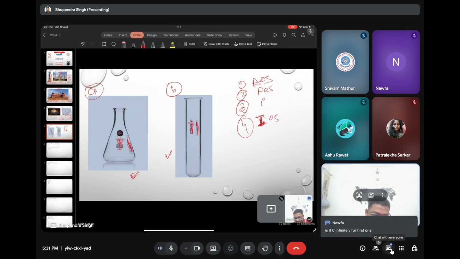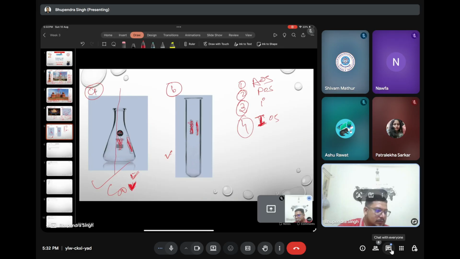It is C infinity v for the first one. Yes, C infinity v, correct. This is your C infinity and v. Second also, yes, C infinity v.